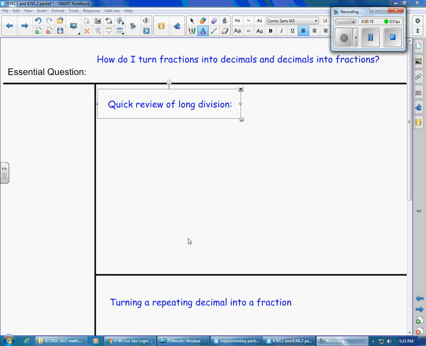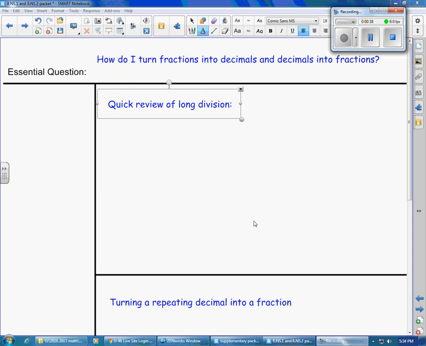What I'd like you to do on this note page is kind of divide it in half. I don't want you to go more than the halfway point taking your notes on long division, because we have some notes about turning a repeating decimal into a fraction that you're going to want to make sure that you have space for, because there's not space in the handouts.